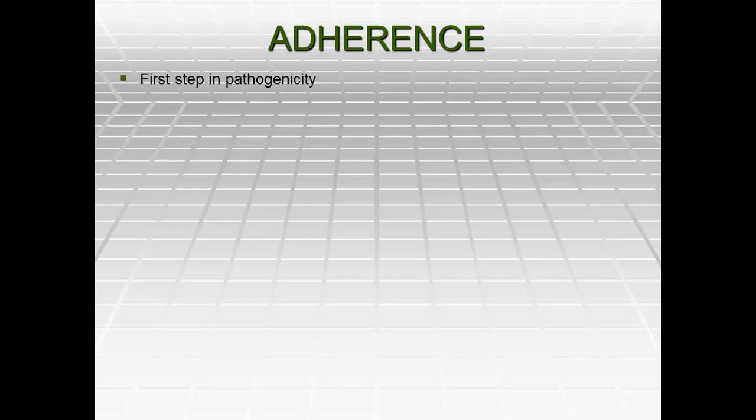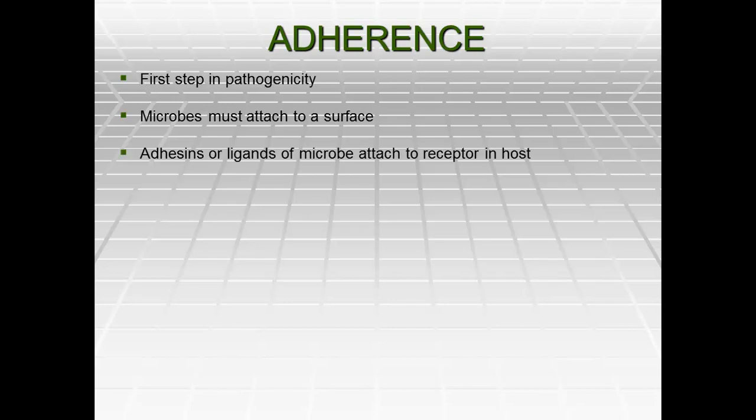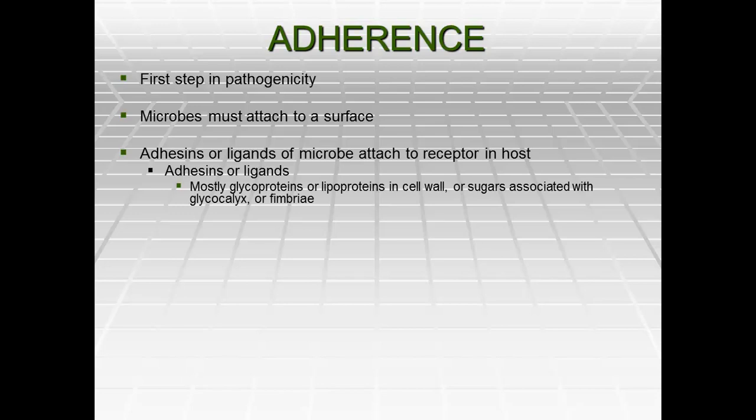Adherence is the first step in pathogenicity. The microbes must attach to a surface. Adhesins or ligands of microbes attach to a receptor in the host. So adhesins and ligands bind to receptors on host cells. Adhesins or ligands are mostly glycoproteins or lipoproteins in the cell wall, or sugars associated with the glycocalyx or fimbriae, and this can vary from microbe to microbe. Receptors on the host are usually sugars, and it varies from host to host.